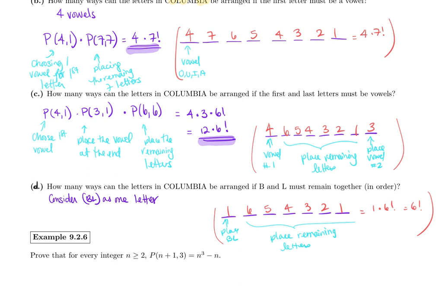How does this work with permutations? Well, we say do the permutation of, think of BL as one letter, and we're going to place it, times the permutation of the remaining 6 letters that we need to place. So we get 1 factorial times 6 factorial, and 1 factorial is just 1. So we end up with just 6 factorial, just like when we did the brute force method.